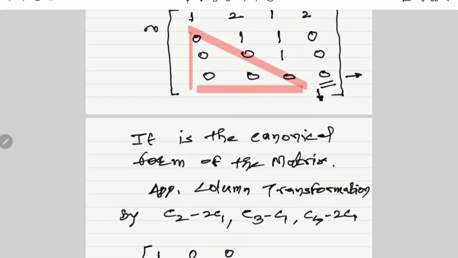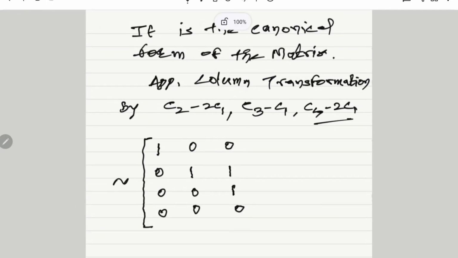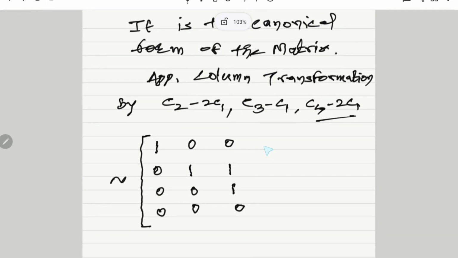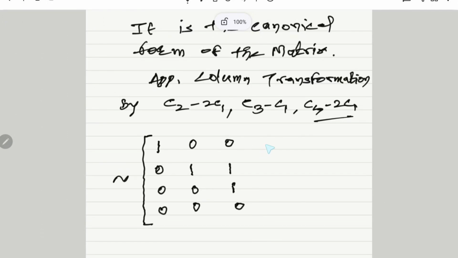Then C4 minus 2C1. 2 minus 2 times 1. 2 minus 2 we get 0, and remaining elements as it is. Therefore, that fourth column becomes 0, 0, 0, 0.